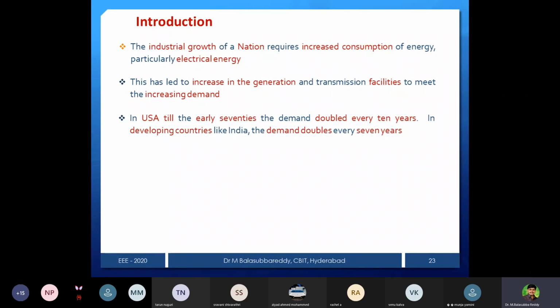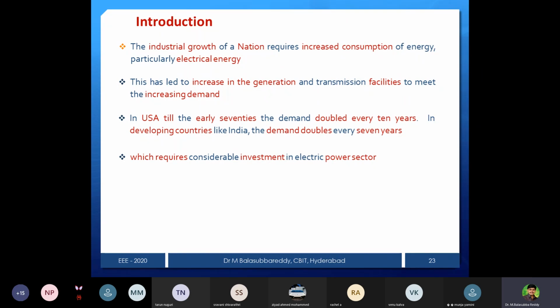That means we are increasing rapidly. I mean, how we are utilizing power: industry growth is more, and then individual commercial consumption or domestic consumption. So in terms of all aspects, the growth of consumption, they mention on that 70s basis that demand doubles every 7 years in developing countries, and in countries like the USA the demand doubled every 10 years. It requires considerable investment in the electric power sector. So that means we need to invest more and more.